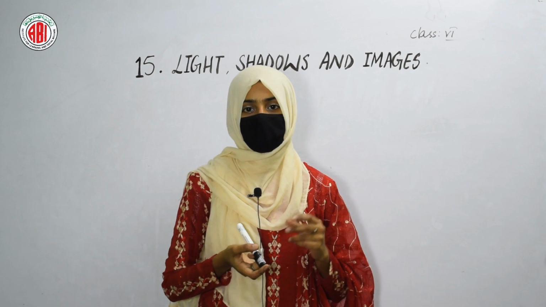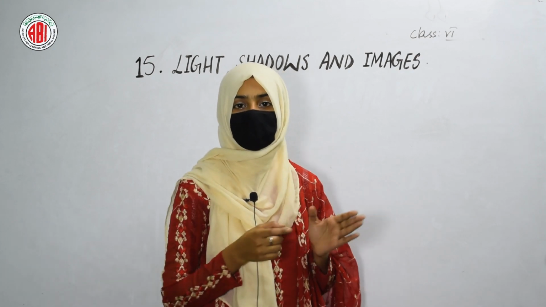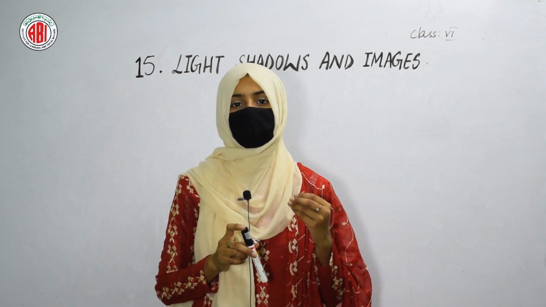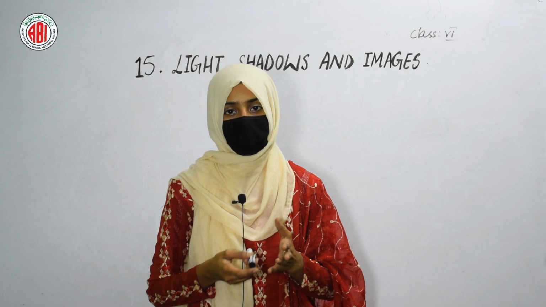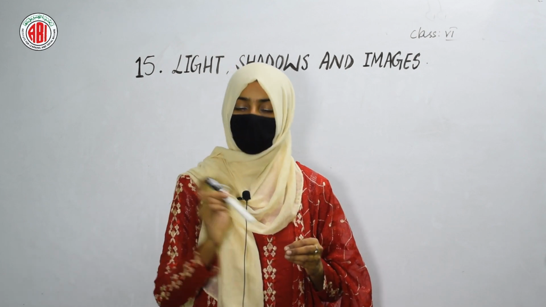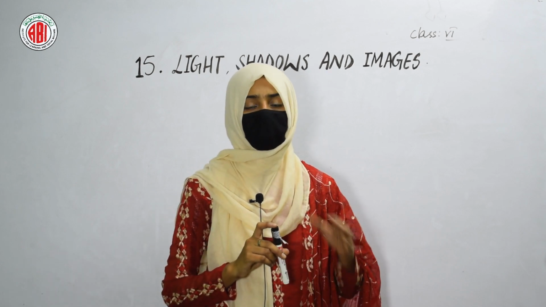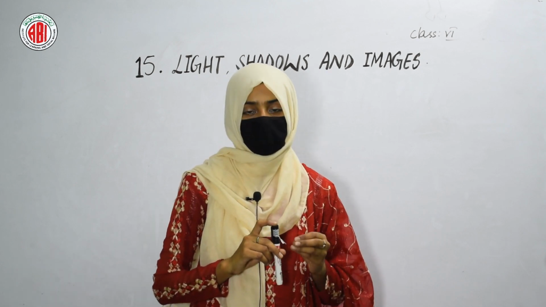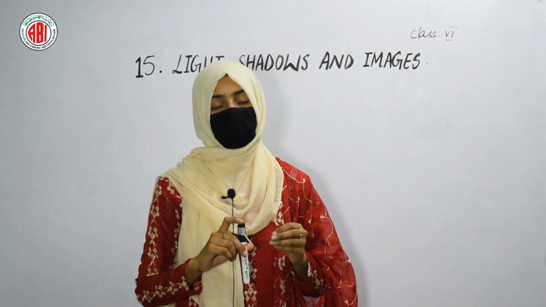So you might have seen in the daytime, you can see the different objects that are present around you in a clear manner. That means you can see the clear images of the different objects that are present in our surrounding during daytime. But during the night time, you cannot see all the different objects clearly. You may see the objects in a blurred way because of the absence of light.